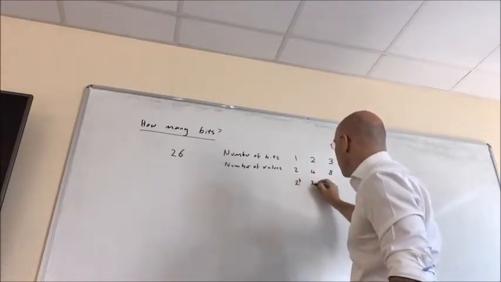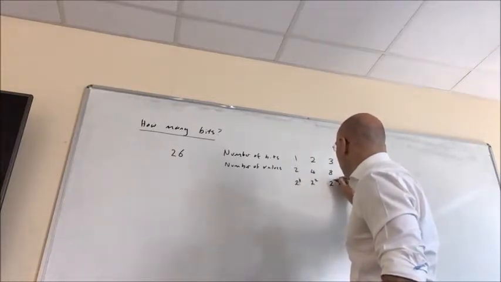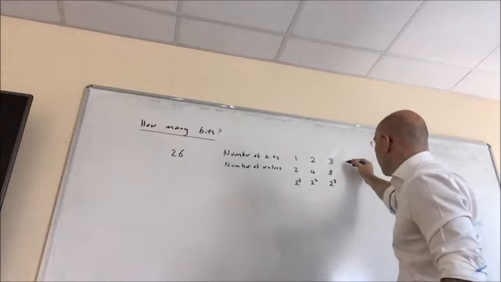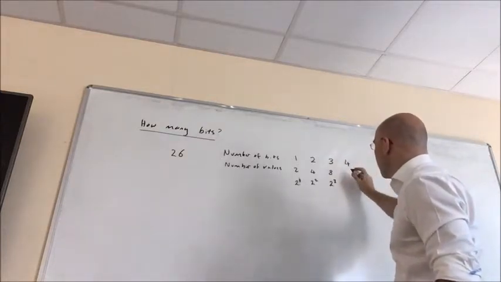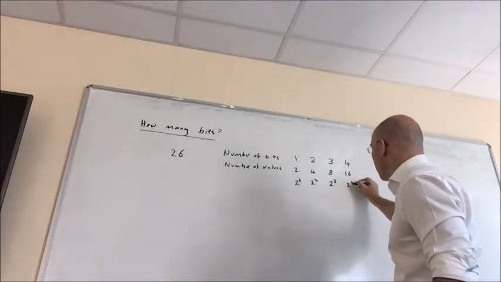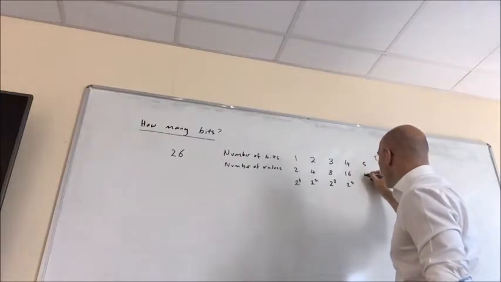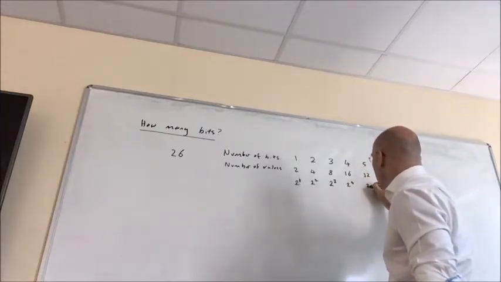2 to the 3, and then if we have 4 bits, that becomes 16 values we can represent, so that's 2 to the 4. And then if we have 5 bits, we can represent 32 different values, which is 2 to the 5.